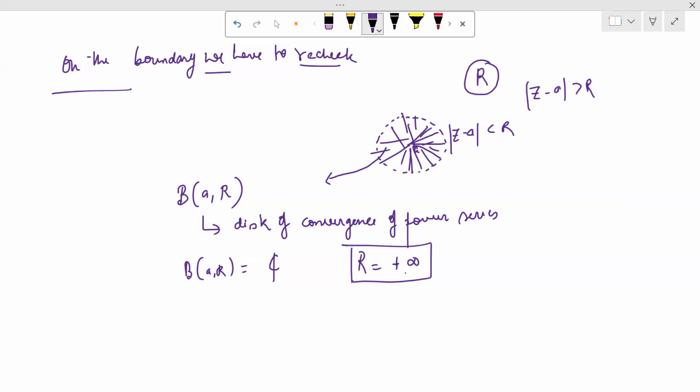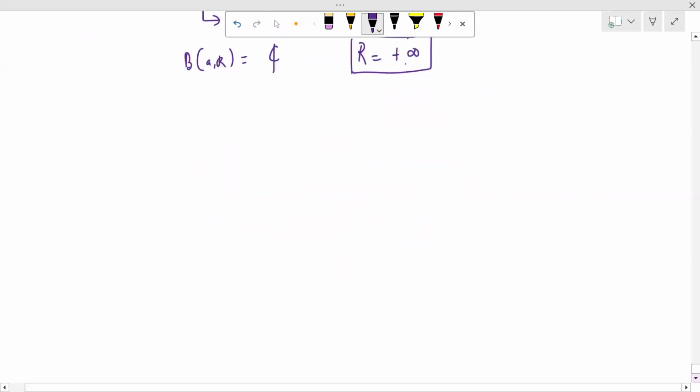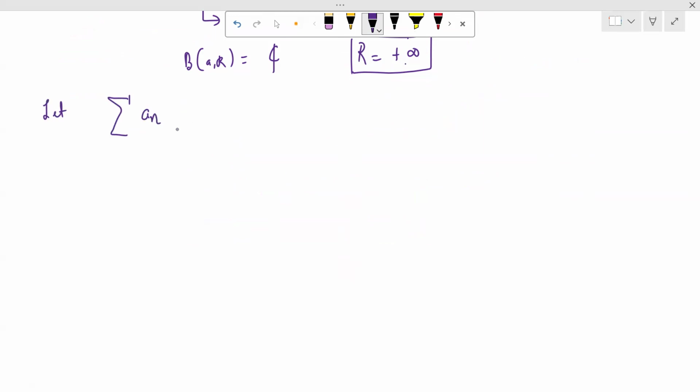Okay, so far we have not seen anything with respect to how to find this radius of convergence. Now see, in order to find the radius of convergence, we have a certain formula that I'm going to introduce. So let summation a n times (z minus a) raised to power n, n equal to 0 to infinity, be a given power series.